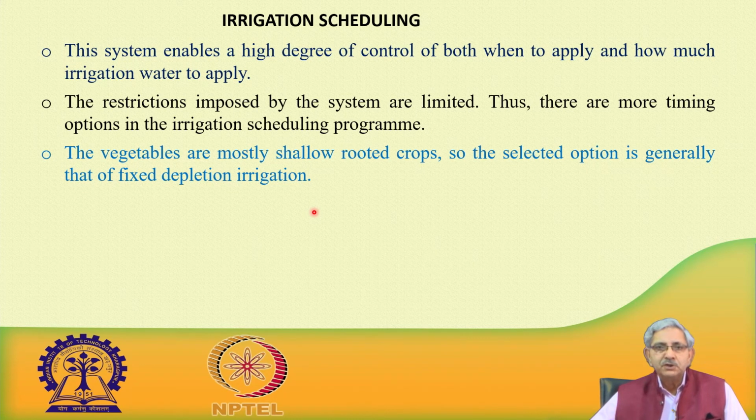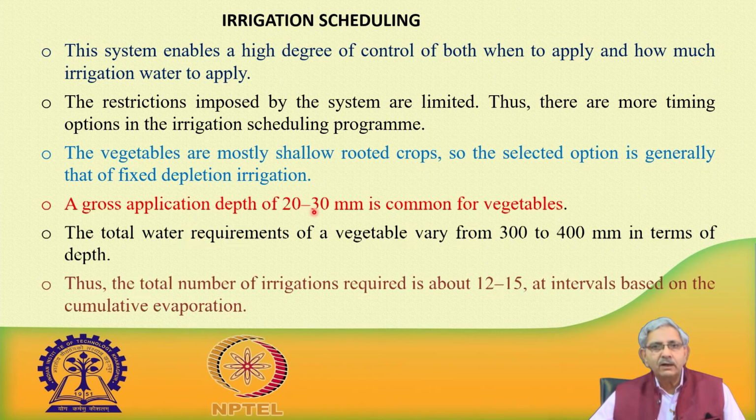The vegetables are mostly shallow rooted crops. So, the selected option is generally that of fixed depletion irrigation, where a fixed depletion can be applied. An application depth of about 20 to 30 millimeter is common. Of course, such values are to be determined depending on the climatic condition, the particular type of crop and its rooting depth, but this is a general value that one can use for the depth of irrigation.